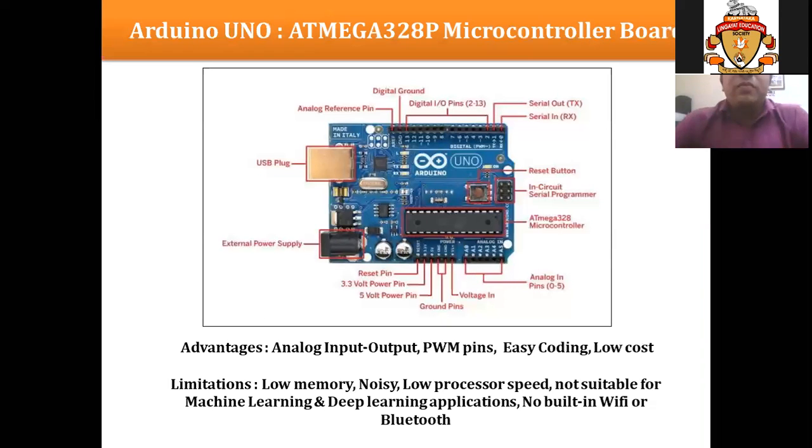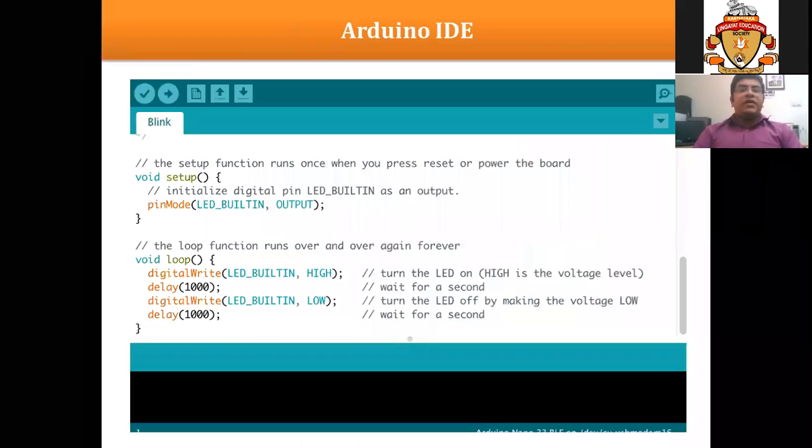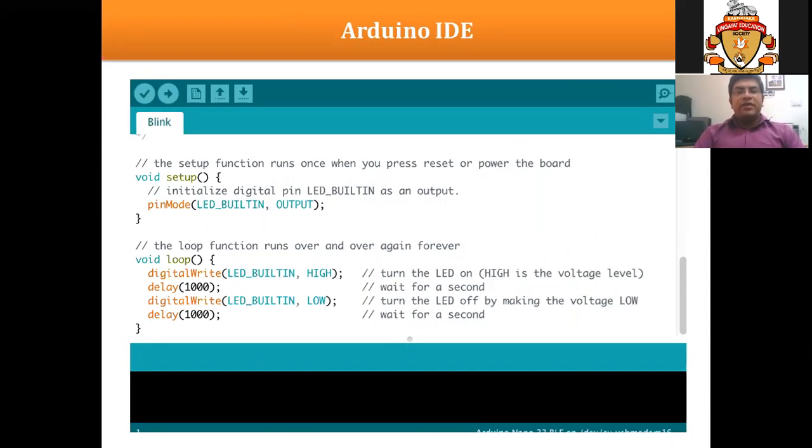Now this is a very popular microcontroller board, Arduino Uno. Its advantages: it has analog input, it does not have analog output, so a little mistake over here. It consists of analog input, PWM outputs, coding is very easy, very good support and low cost. The limitations are low memory, noisy, low processor speed, and not suitable for machine learning or deep learning applications. No built-in Wi-Fi or Bluetooth like Raspberry Pi or ESP8266 MCU.